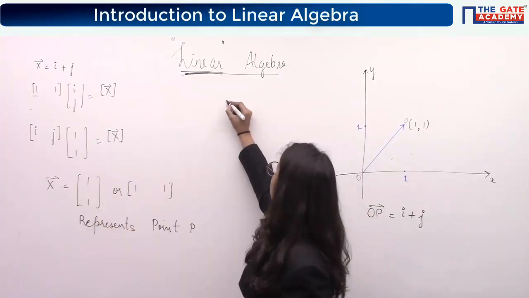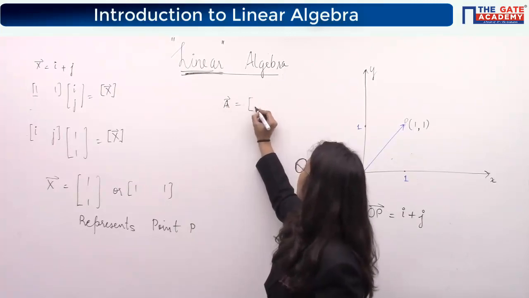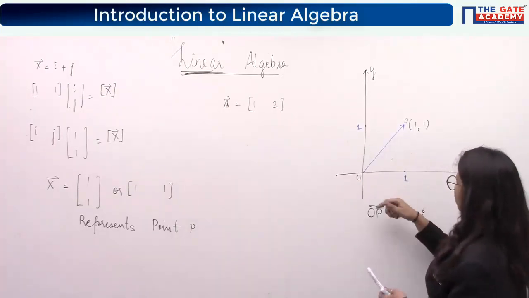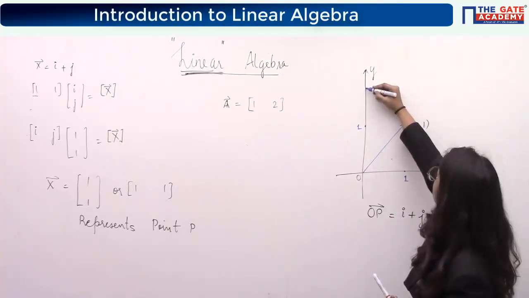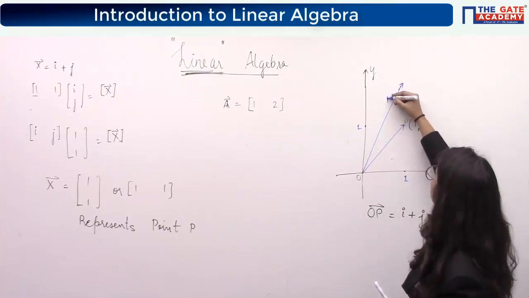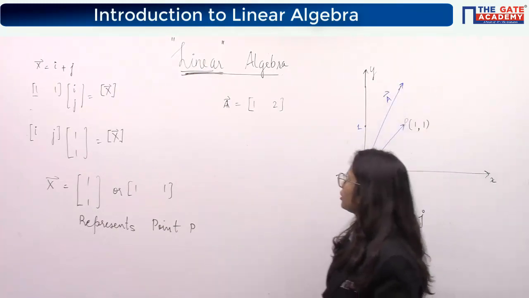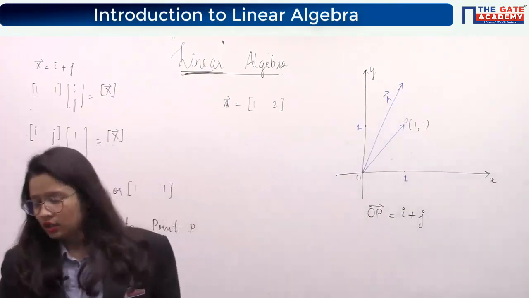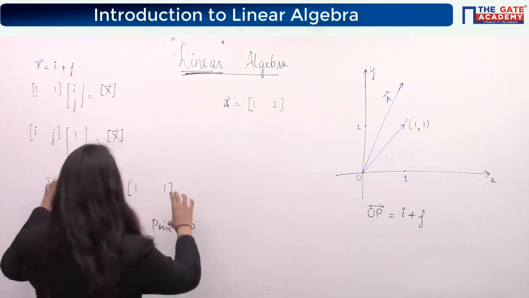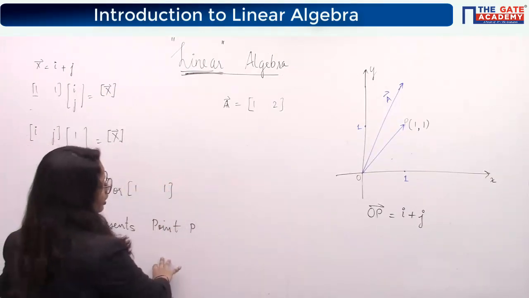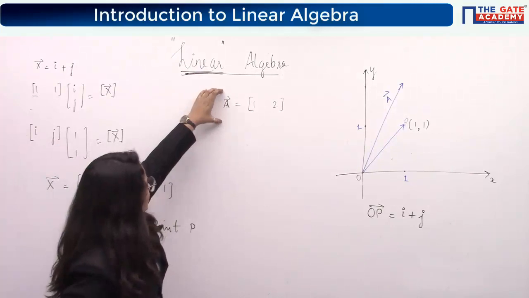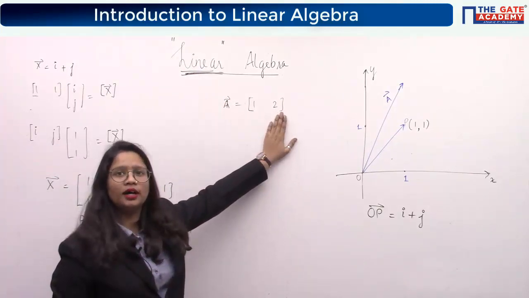If I say there is some A vector which is 1, 2, then you should be able to visualize that it is a vector which is pointing like this. This is 2. So this will be a vector somewhat like this. Okay? Understood or not? So these matrices are a vector pointing towards the point 1, 1. This matrix is a vector which is pointing towards 1, 2.